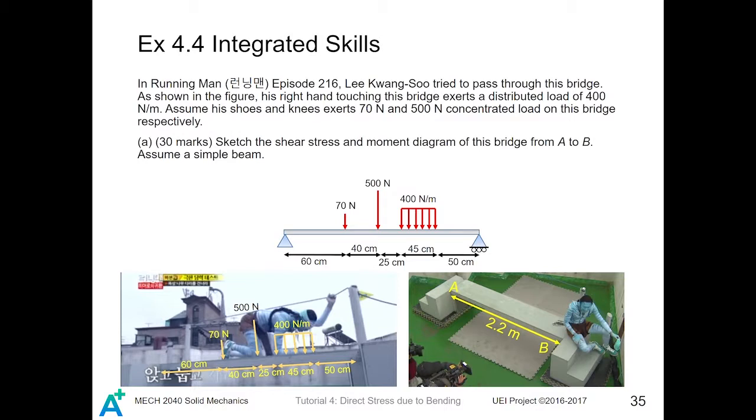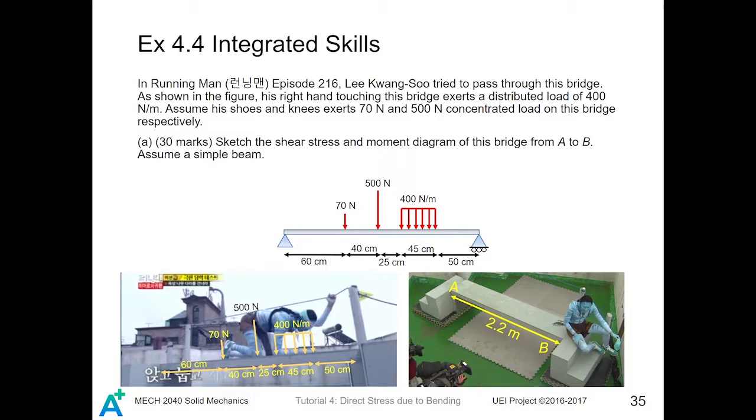In the Running Man episode 216, Lee Kwang-soo tried to pass through this bridge, as shown in the figure. His right hand here, touching this bridge, exerts a distributed load of 400 Newton per meter. So his hand is here, okay? Assume his shoes and knees exert 70 Newton and 500 Newton concentrated loads on this bridge respectively.